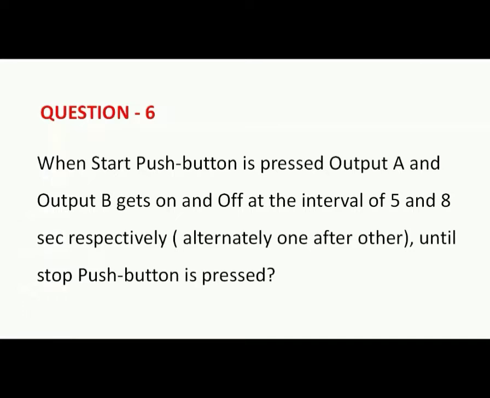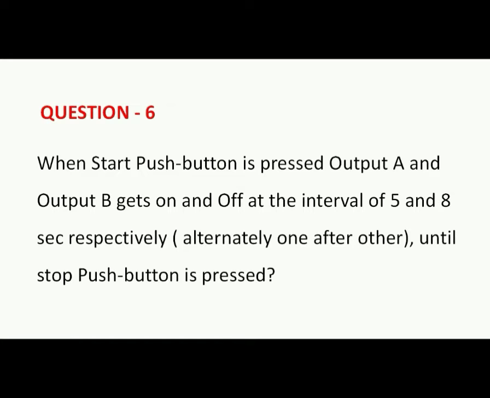Hello viewers, welcome again to this new PLC tutorial session. In this session, we will cover that practice question that we are going on, and we'll start with question number 6. So you can see question number 6 on the screen. Let's start with question number 6. When start push button is pressed, output A and output B get on and off at the interval of 5 and 8 seconds respectively, alternately one after another until stop push button is pressed.